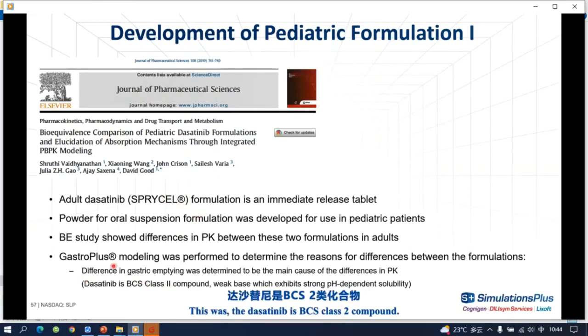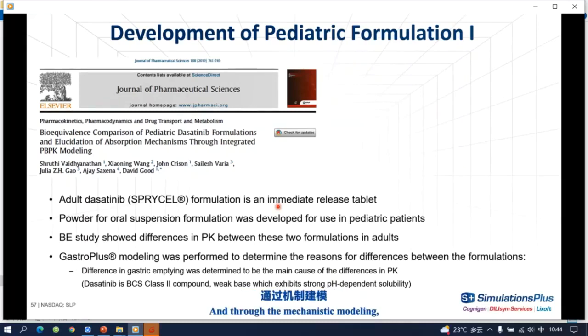Dasatinib is a BCS class 2 compound. It is a weak base, which exhibits a strong pH-dependent solubility. So the gastric emptying time, or the time of residence in the stomach, is going to have an impact on how much of the compound dissolves in the fasted stomach versus when it moves into the intestine.